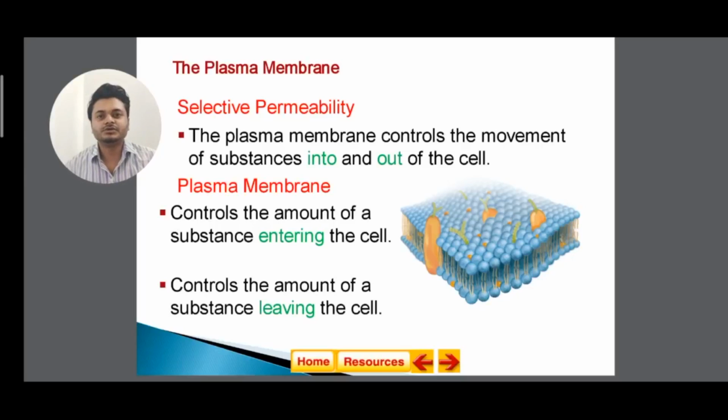Now plasma membrane is also called selectively permeable membrane. That means it selects which nutrient will go inside and which will go outside of a cell. So selectively permeable means the membrane controls the movement of substances in and out of a cell. That means which substances will come inside the cell and which will go outside the cell. Next, plasma membrane function is to allow the nutrients entering the cell and leave the cell.